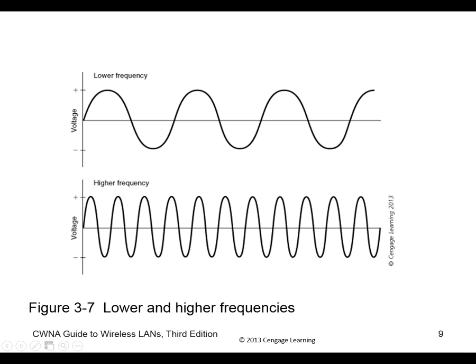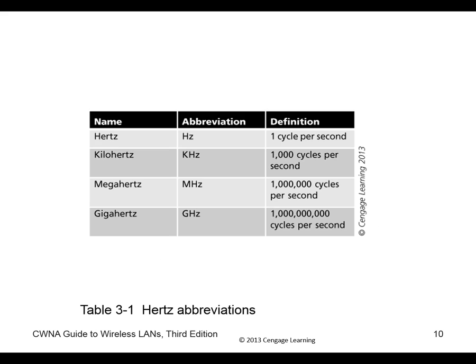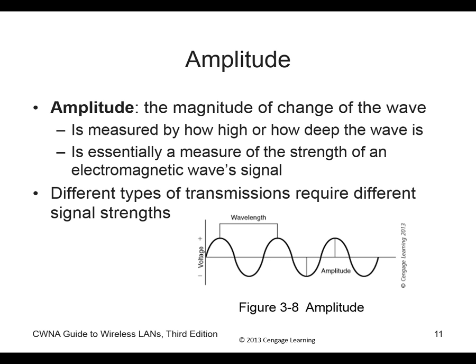The lower the frequency, the bigger the waves are. Does that make sense? The higher the frequency, the more waves are in that same amount of space. So there's just a hertz abbreviation and table chart, which we just talked about. Amplitude.